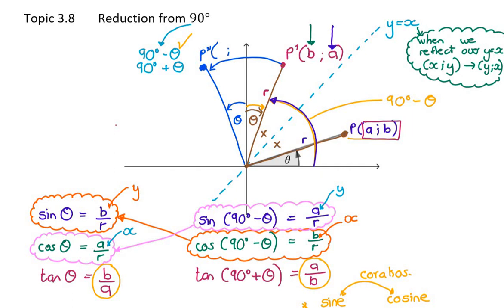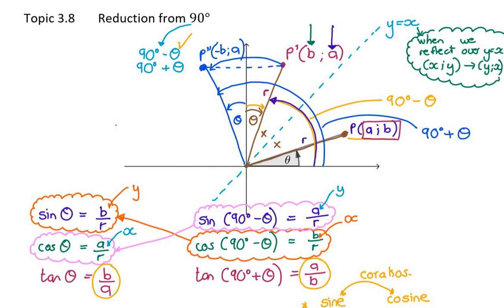Now we know how to reflect over the y-axis. Basically your y value stays the same, so this would still say A, but your x value would change sign. So this would now be negative B. So notice it is still the swapped around version of your original P. And now I've added in the complexity that I've changed the sign of the x value. So now we can look at sine, cos, and tan of this 90 plus theta angle. Let me show you where that angle is. So this angle here that I've now drawn in blue is 90 degrees plus theta.